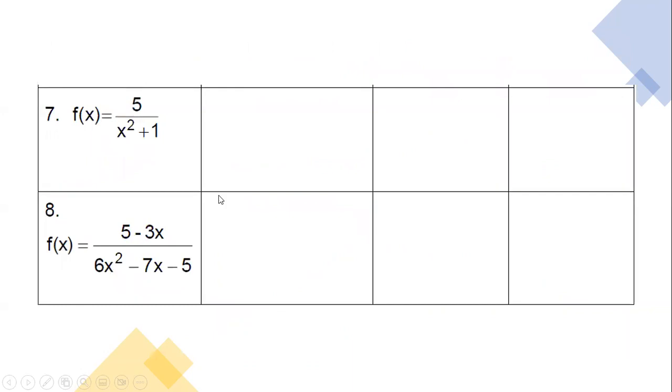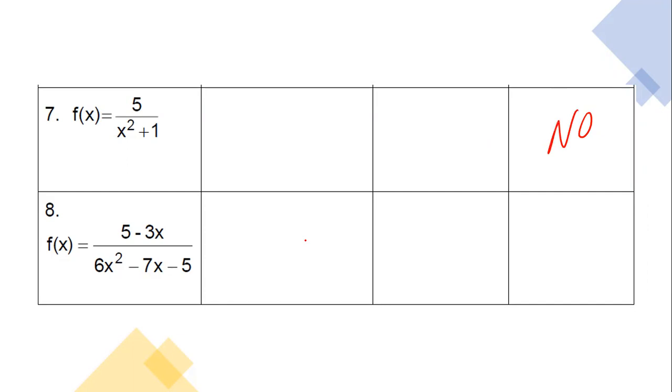After factoring this out, here we go. So on 7, we have f of x equals 5 over x squared plus 1. Does it have a common factor? No. So do we have any holes? No. There are no common factors, so therefore there are no holes.